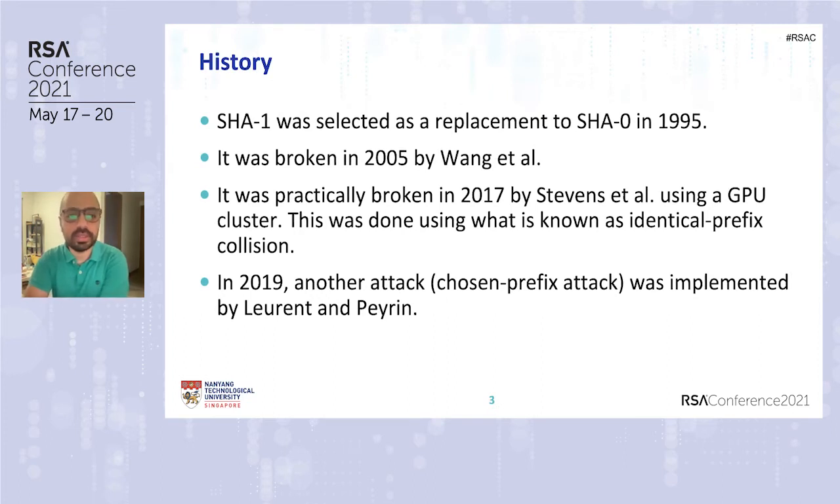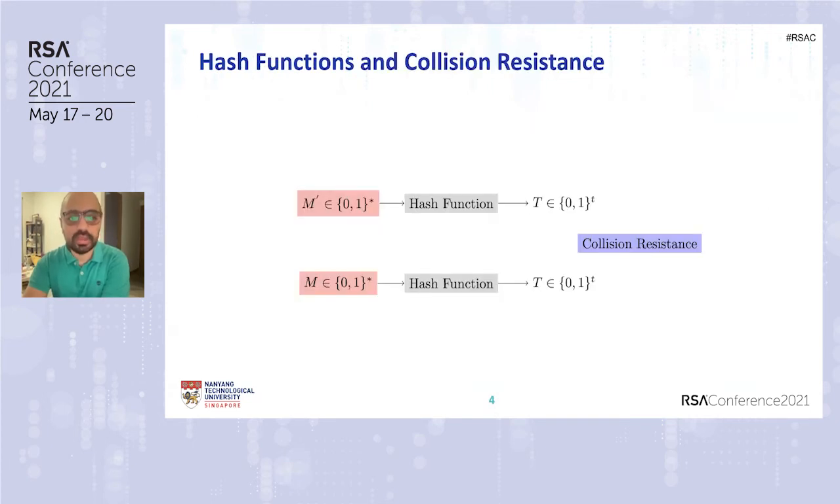So some history about SHA-1. SHA-1 was selected as a replacement to SHA-0 in 1995 after some vulnerabilities were discovered in SHA-0. SHA-1 itself was broken in 2005 by Wang et al. It was practically broken in 2017 by Stevens et al., using a GPU cluster. This was done using what is known as the identical prefix collision. Then later, in 2019, a more sophisticated attack called the chosen prefix attack was implemented by Laurent and Perrin, again using GPU clusters. The complexity of both attacks was about 2^63 hash function operations.